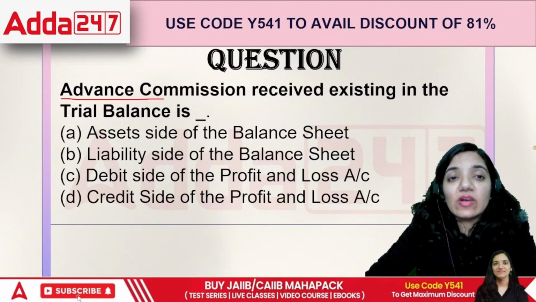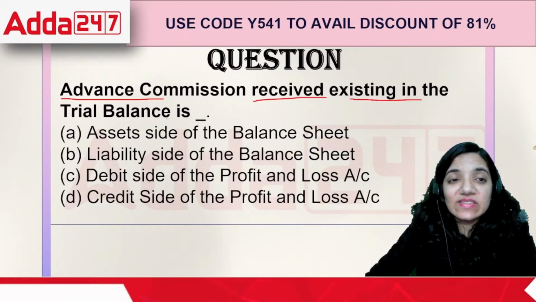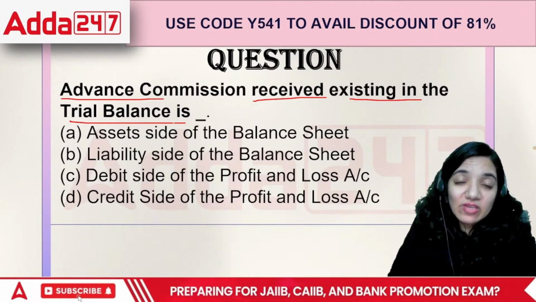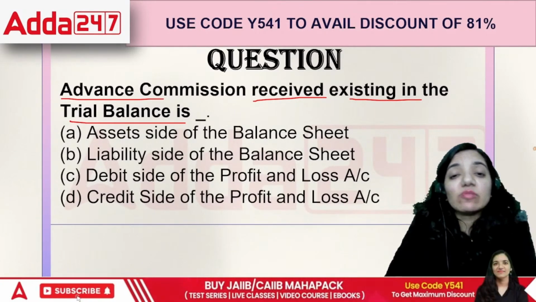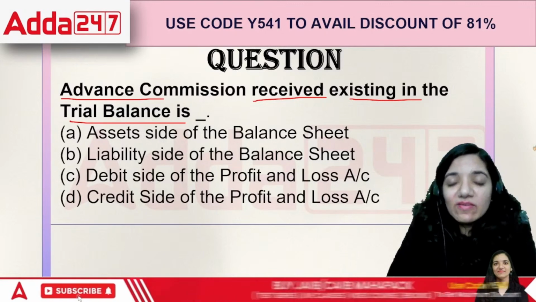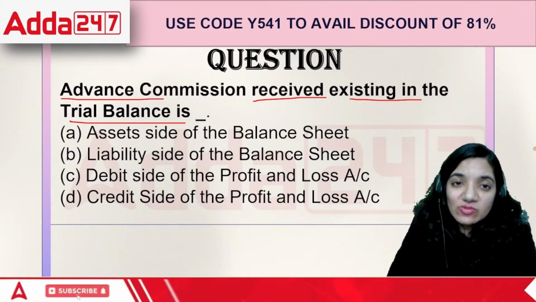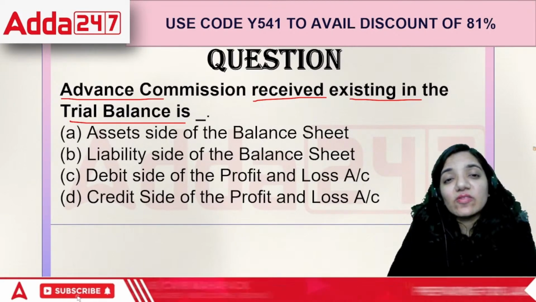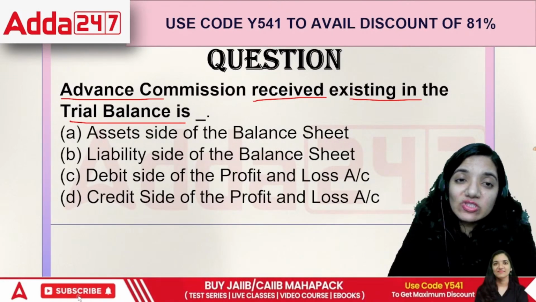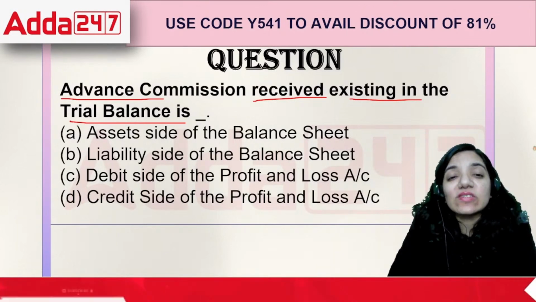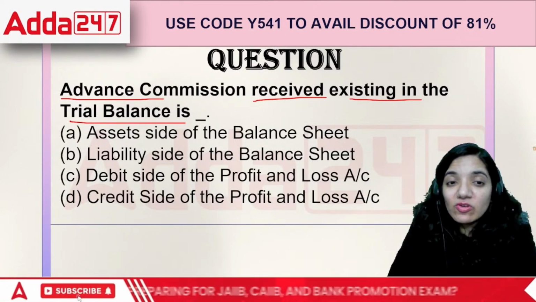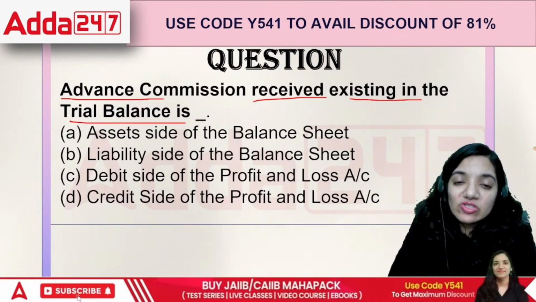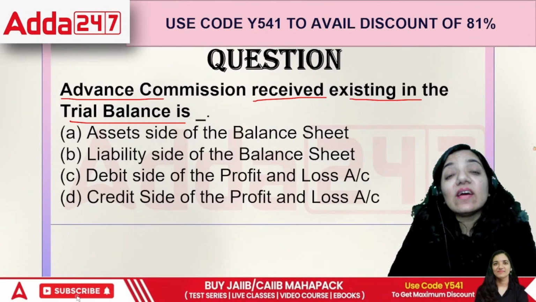Next question. Advance commission received, existing in the trial balance, is shown where? Advance commission received means I haven't given the services to earn the commission yet, but this commission has been given to me in advance. When I receive it in advance, is it shown on the asset side of the balance sheet, the liability side of the balance sheet, the debit side of the profit and loss account, or the credit side of the profit and loss account? Whenever we have any advance commission received, I've received that money in advance.